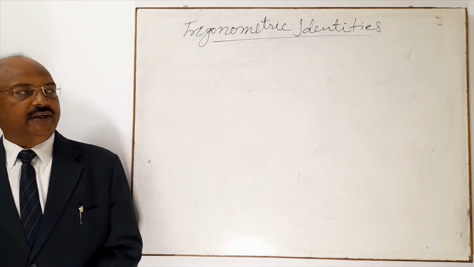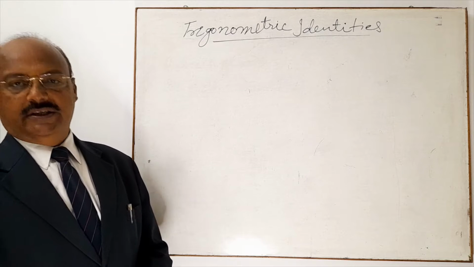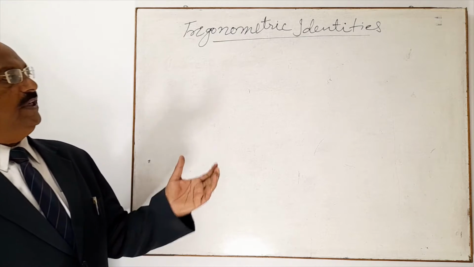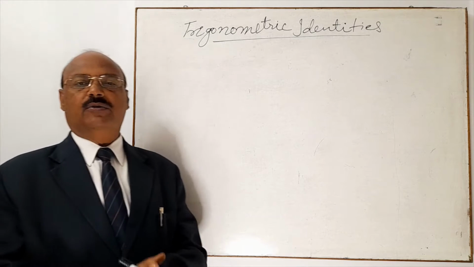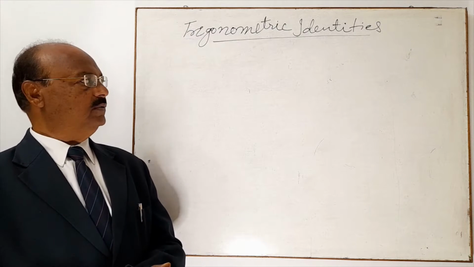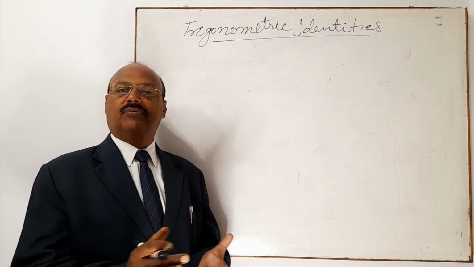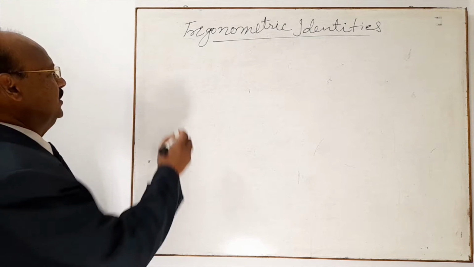Welcome students. Today we are going to discuss a very interesting topic, trigonometric identities. So trigonometric identities are nothing but trigonometric equations which are true for all possible values of the angles involved. We'll start with a simple formula that you are supposed to remember.